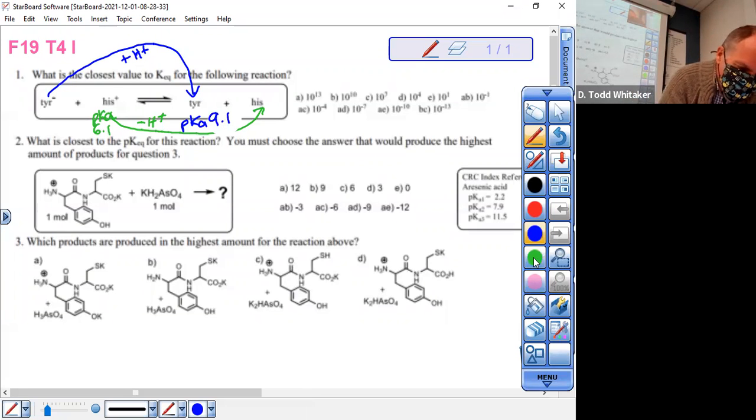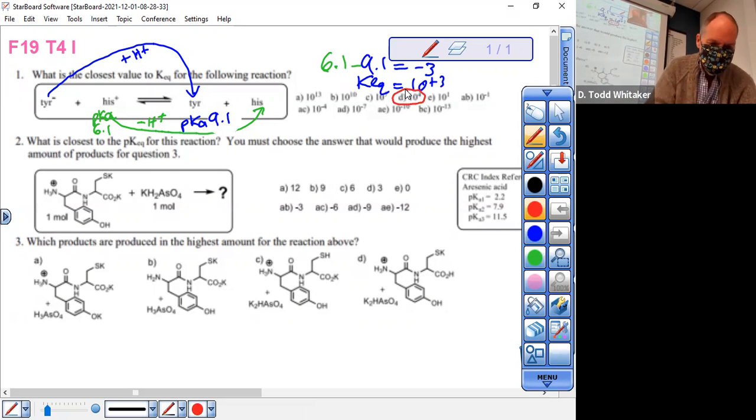So our answer is 6.1 minus 9.1. That's not quite the answer. Equals -3. KEQ equals 10 to the +3. And the closest answer is 10 to the +4. So yeah, you won't have the exact answers here, ladies and gentlemen. Also a test of your confidence. 10 to the 4 is much closer than 10 to the 1. It's off by a factor of 10, not by a factor of 100.